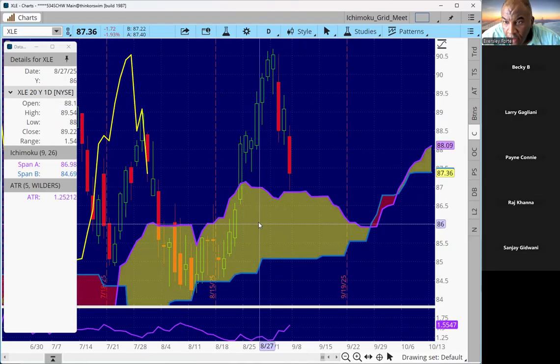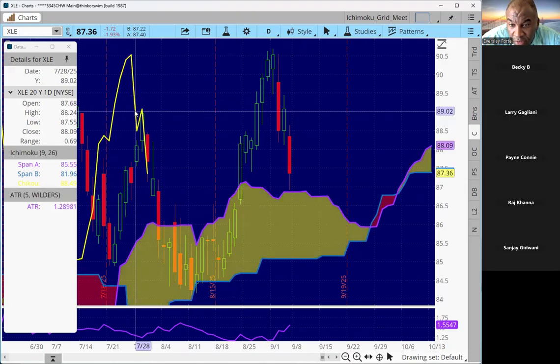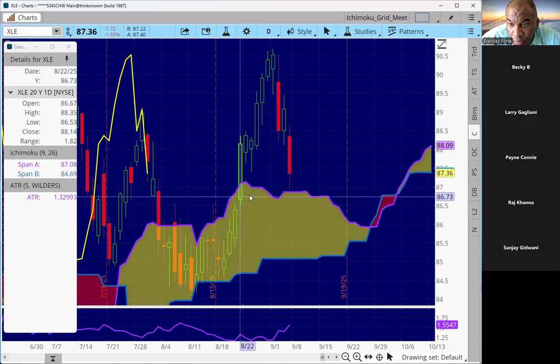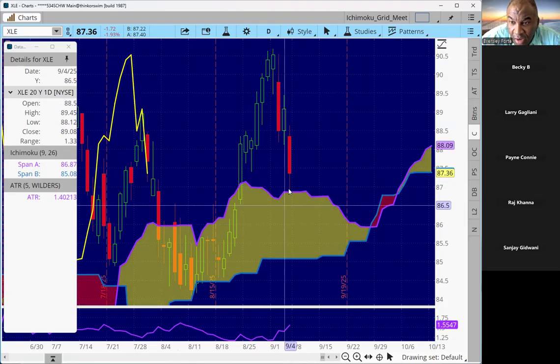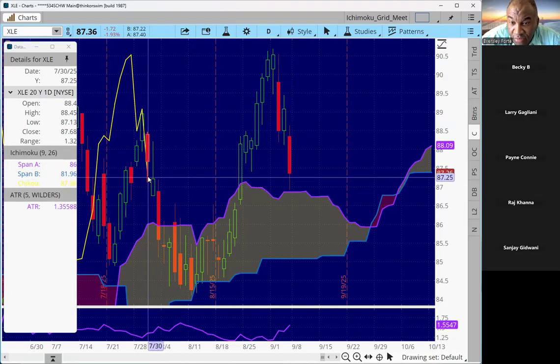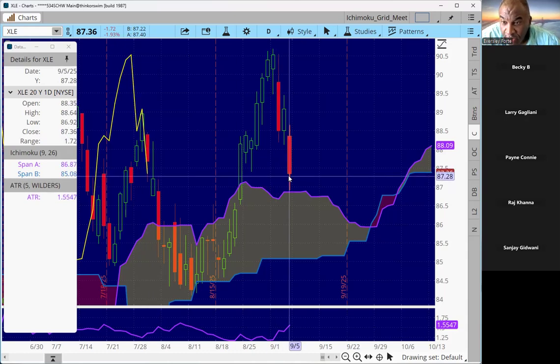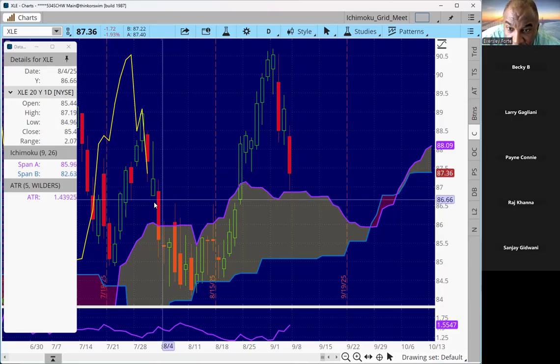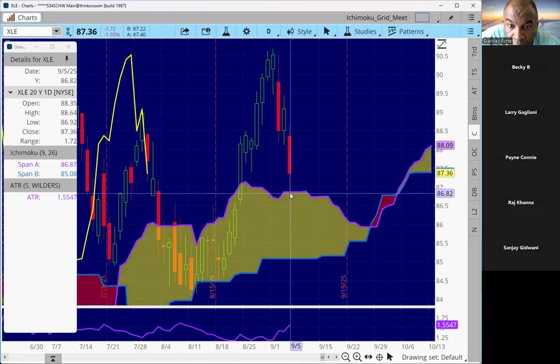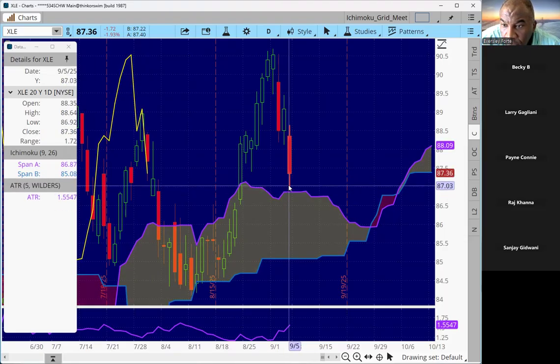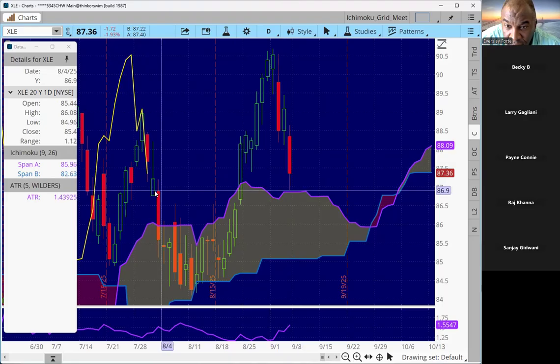Now, this yellow line is the Chikou. The Chikou is 26 days behind. It always lags by 26 days. So the value you're seeing on the chart here is today's closing price of 87.36. Let me pull up a data box. So here's a data box, and 87.36 is the closing price.